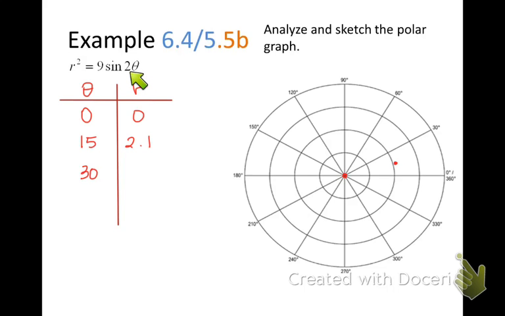Sine of 60 is, so I'll do 9 times root 3 over 2 on my calculator, square root it, right? So if I do that, 9 times the square root of 3, make sure you close your parenthesis, divide it by 2, and then take that square root, I'm getting about 2.8. So I will go over to my graph and I will plot that. So 2.8 at 30 is going to be about right here.